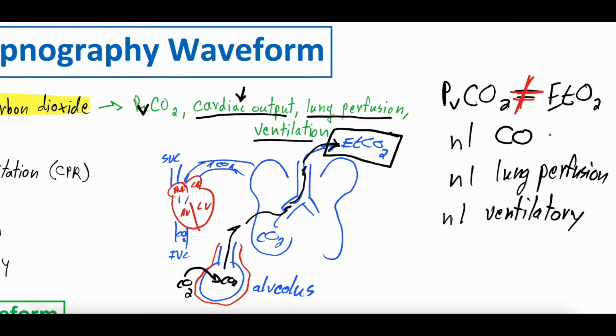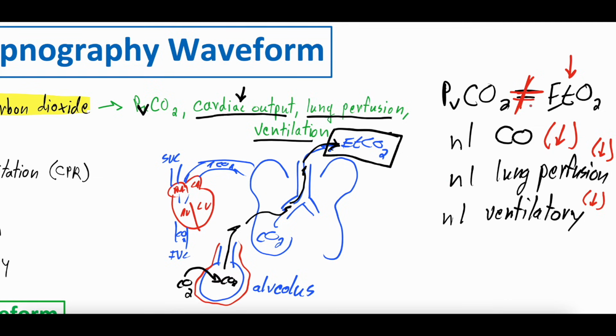If your cardiac output is actually low and you're not delivering blood to the lungs, your end tidal is going to be lower than your actual amount of dissolved carbon dioxide in your blood. If you don't have normal lung perfusion, you got a big blood clot, your end tidal is going to be lower because you can't get blood with carbon dioxide to the alveoli to expire it out. If you don't have a normal ventilatory drive, you're not ventilating adequately, your end tidal CO2 is going to be lower than the amount of CO2 dissolved in your blood.